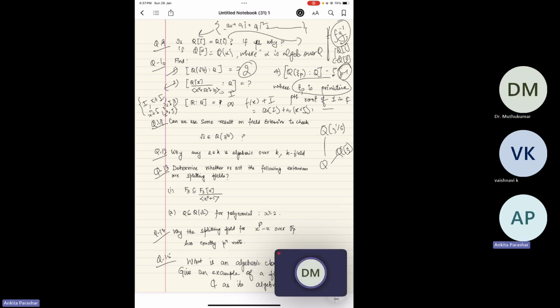Suppose we say that root 3 belongs to this, just like we have Q contained in Q(root 3). If root 3 belongs to Q(3 power 1 by 5), then Q(3 power 1 by 5) becomes an extension of Q(root 3). So this is an extension, this is an extension, this is an extension. Does it make sense?